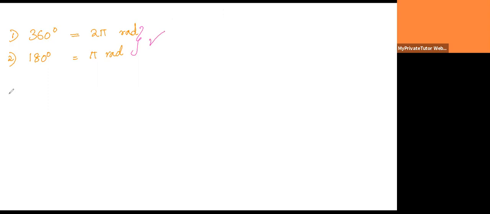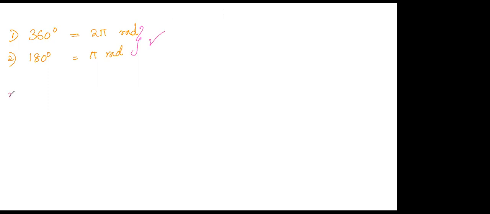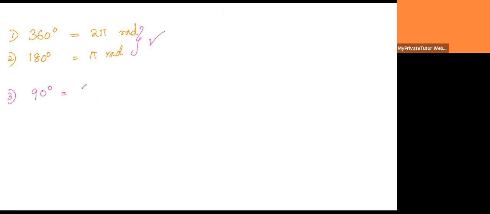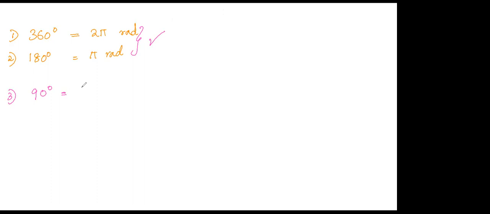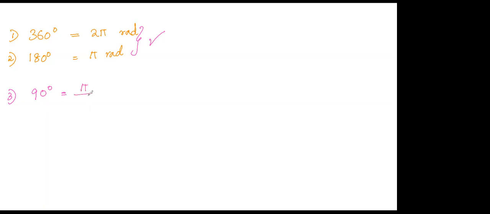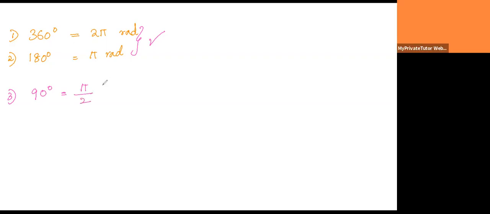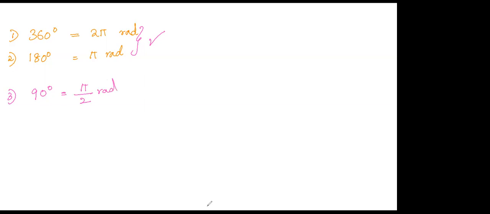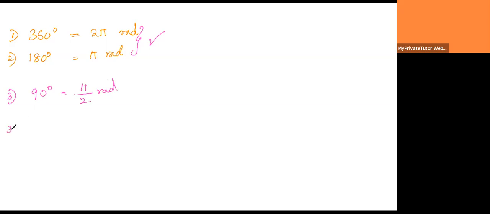Then, for example, how do you convert 90 degrees into radians? What do you think? It has to be half pi. Pi over 2, yes. So pi over 2, very good.